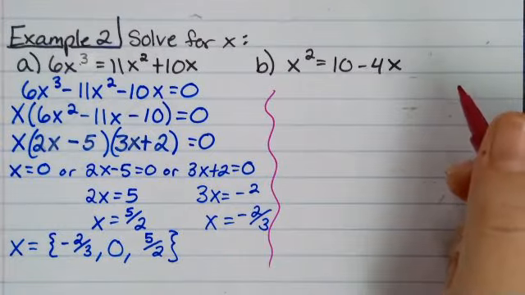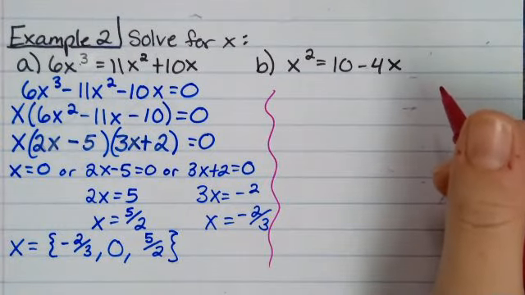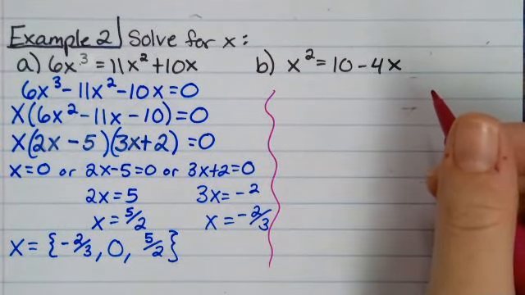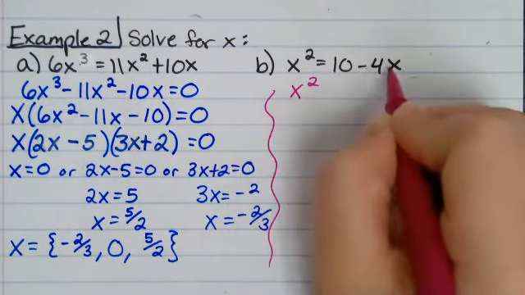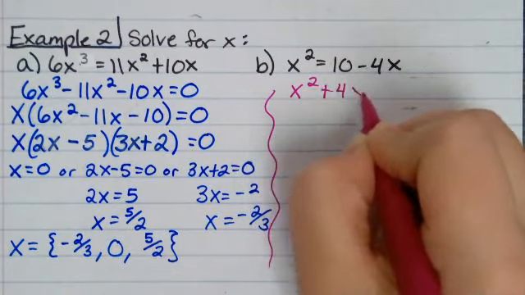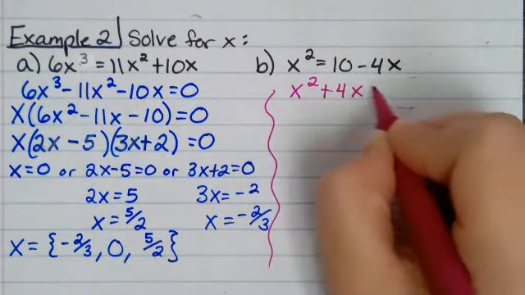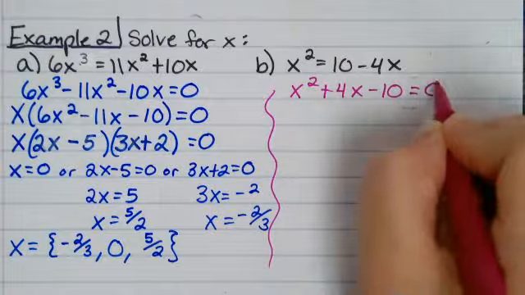To solve these, the best approach would be to put all the numbers on one side so that it is equal to 0. So I'm going to have x squared. Then we're going to go ahead and move the x, so we have positive 4x. And we're going to subtract that 10, minus 10 equals 0.